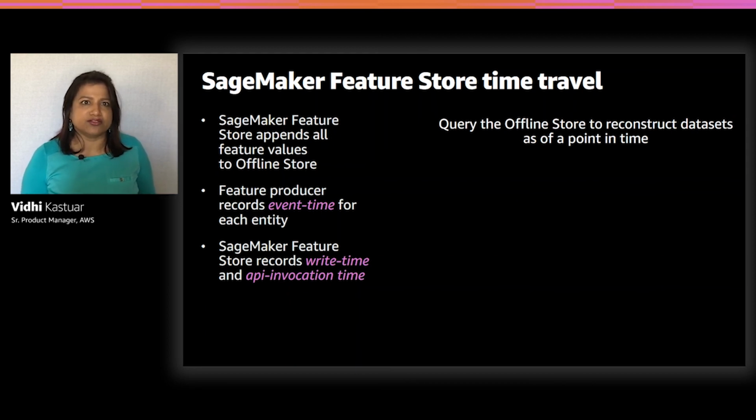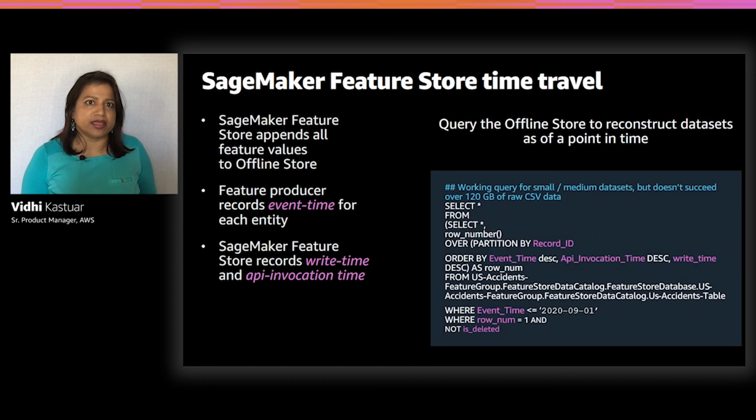Within the SageMaker Studio UI, you can look at the details of a feature group and find the optimized time travel queries that you can execute against that feature group to generate data sets. You can also find these optimized queries within our documentation.